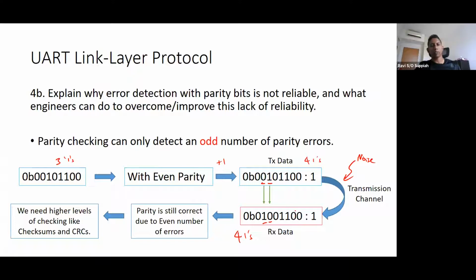This is of course a limitation of the basic parity check. That's why we need higher levels of check, like checksums and CRC. You will actually be doing this later on, when we are doing the higher level protocol between RPi and Arduino.